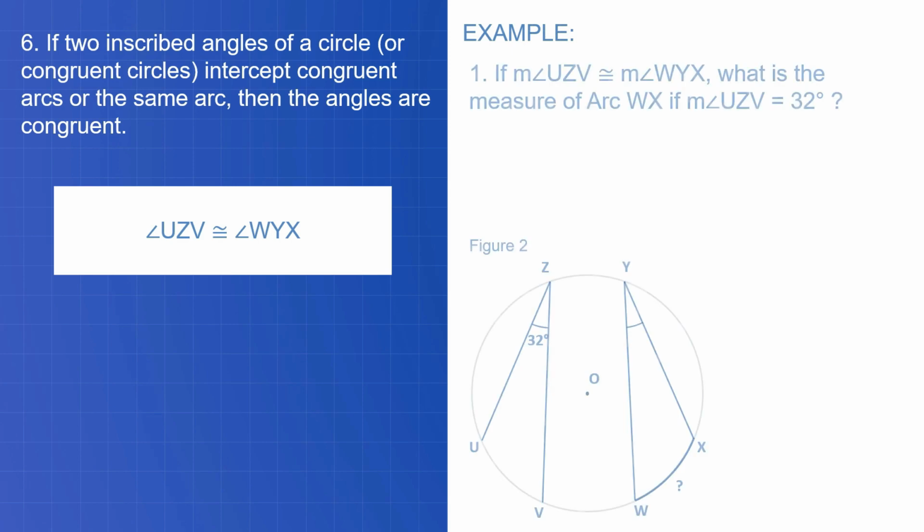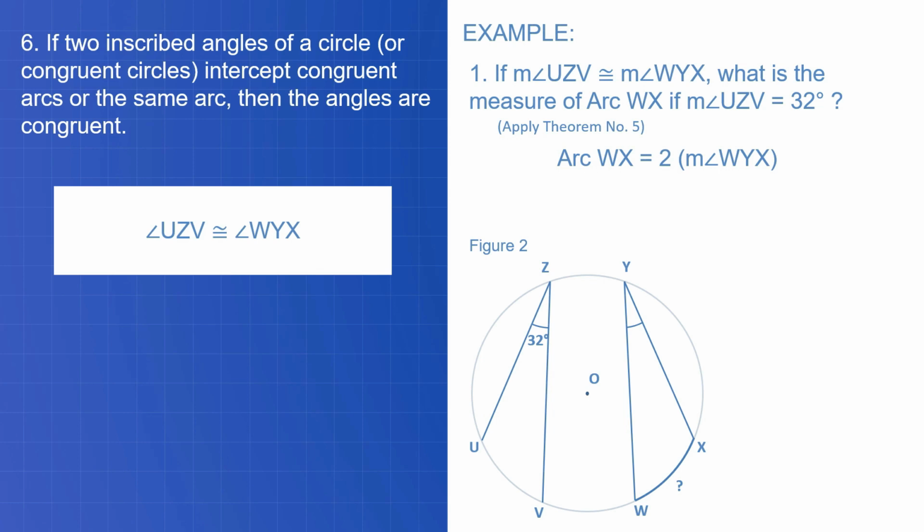Now let's try it with this example. If the measure of angle UZV is congruent to the measure of angle WYX, what is the measure of arc WX if the measure of angle UZV is equal to 32 degrees?